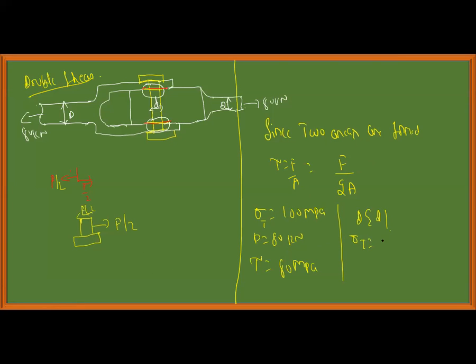Sigma tensile is equal to P by A, which is equal to, I'll write here, 100 is equal to P, load given 80 kilonewton, 80 into 10 power 3, over, since circular cross section, pi D square by 4. Now tell me what is D. One of you tell me what is D.